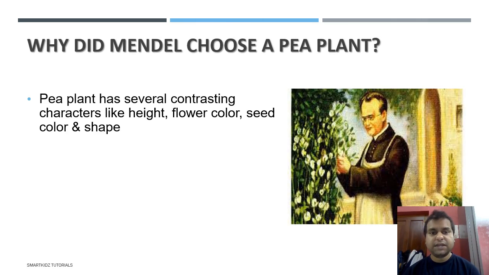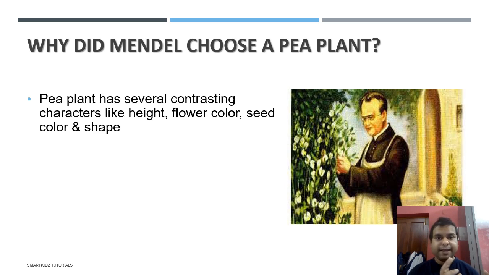So now the question arises as to why did Mendel choose a pea plant? Now, as I said before, he did not handpick the pea plant. It just so happened that for a number of reasons, he happened to find the pea plant to be the right choice to work with, to understand. See, you have to understand that at that point of time, he did not know it is genetics, he did not know it is heredity.